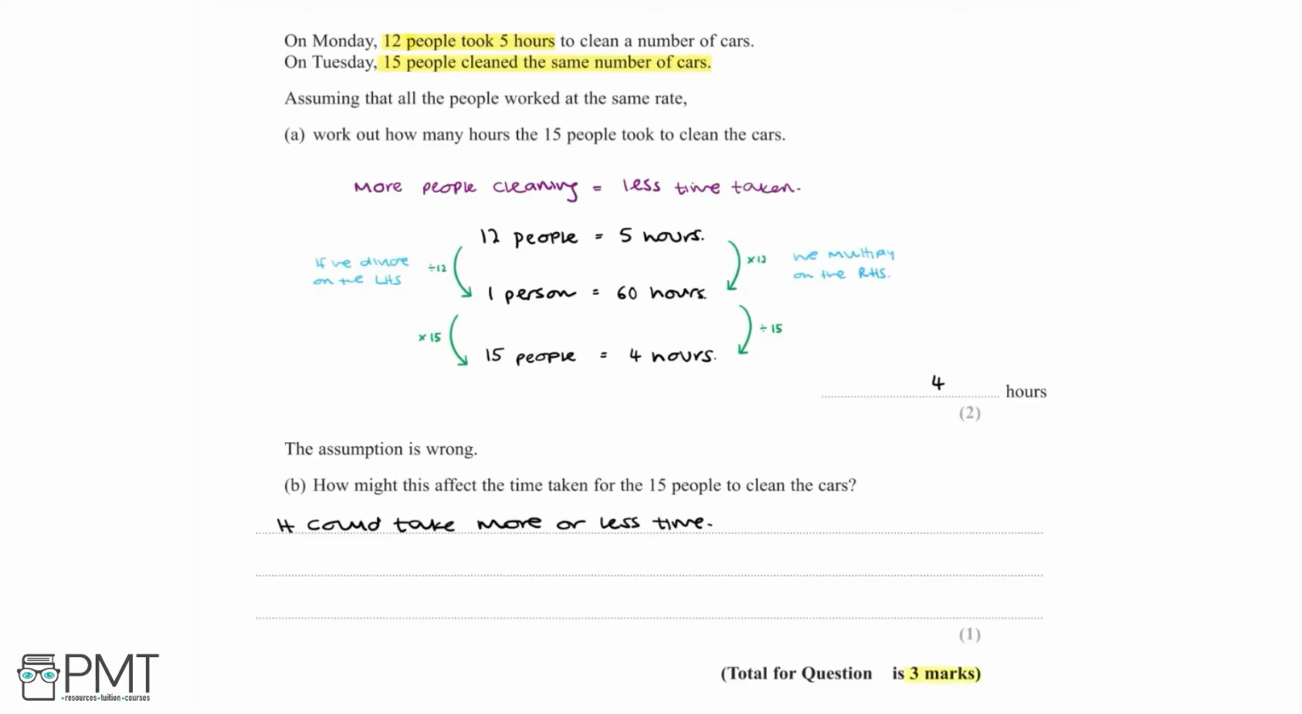Now this question is worth 3 marks. We get the first mark in part A for finding that 1 person would take 60 hours to clean the cars. And we get the second mark in part A for using this in order to find that 15 people would take 4 hours to clean the cars. And we get the third and final mark in part B for saying that it could take more or less time if the assumption is wrong, allowing us to get the full 3 marks needed in this question.